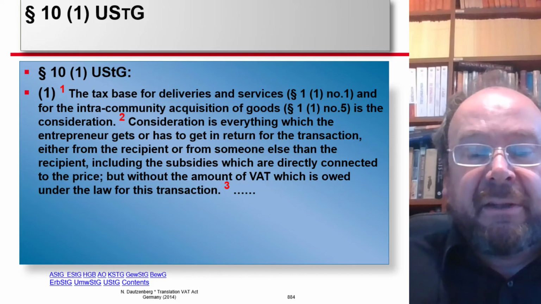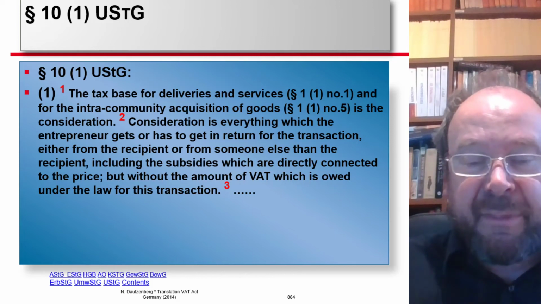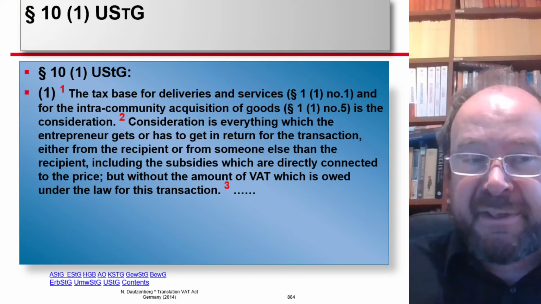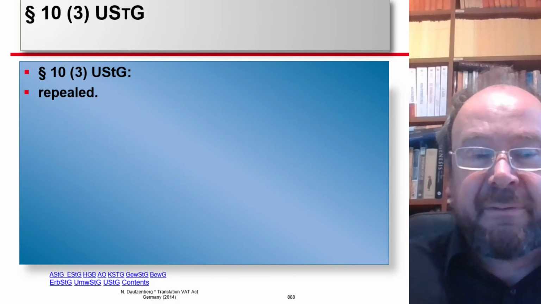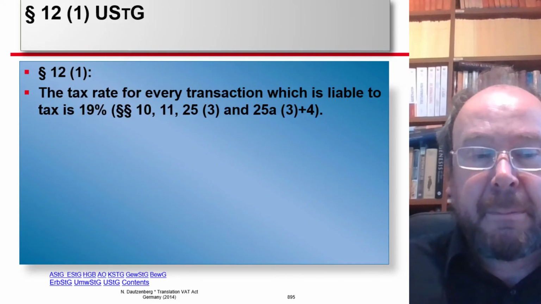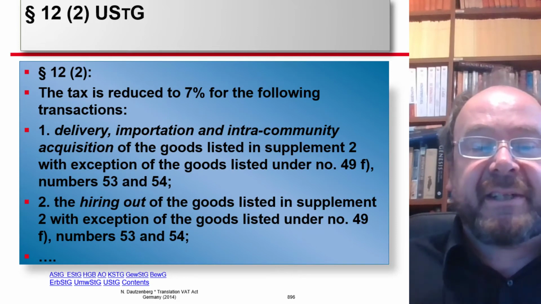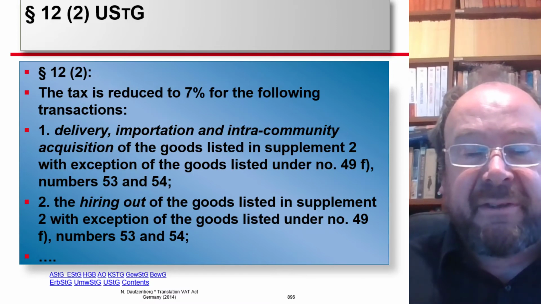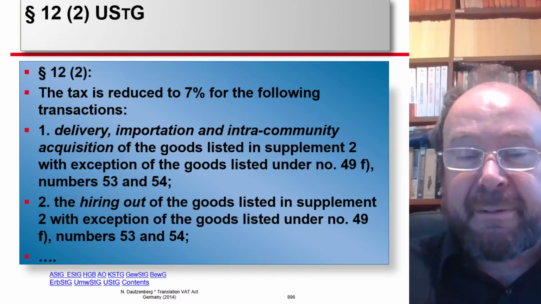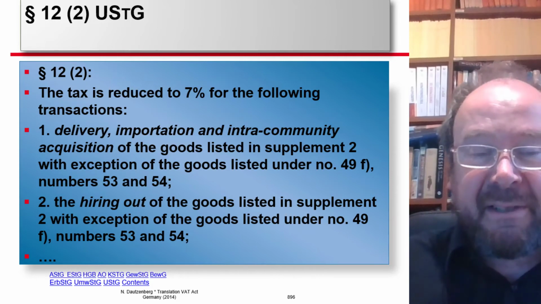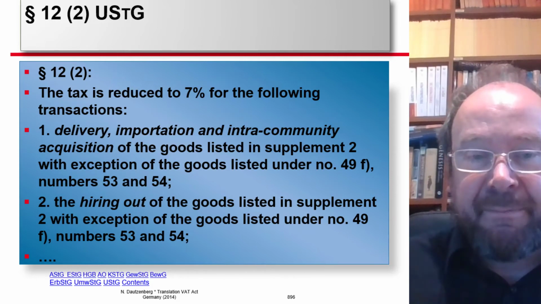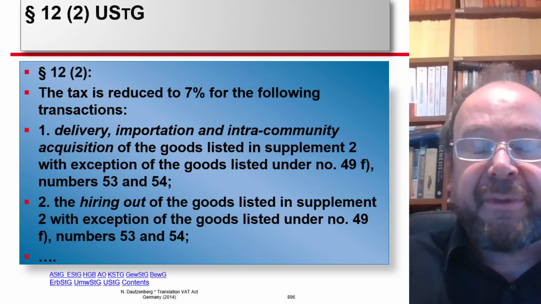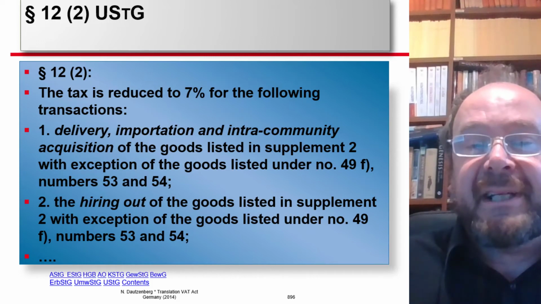Okay. Then we can perhaps also have a look to make sure that potatoes is 7%. And for this reason, let's look for paragraph 12 already. 12.2. The tax is reduced to 7% for the following transaction: the delivery, importation, or intra-community acquisition of all the goods listed in supplement 2 to this tax act, with the exception of certain goods listed at the end. And now we will have to find out if indeed potatoes are in supplement 2. So let's look a bit.